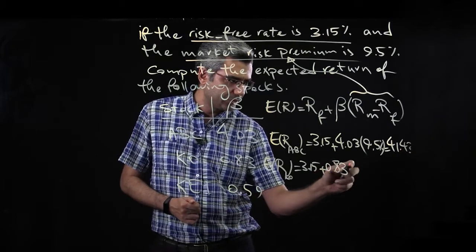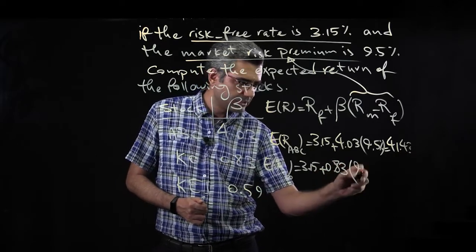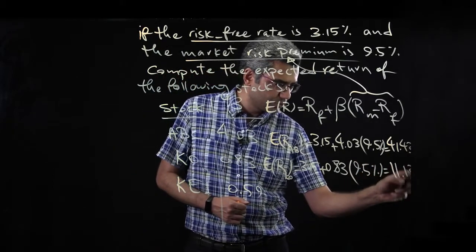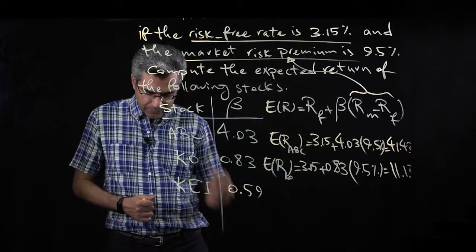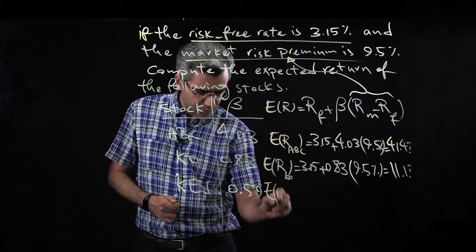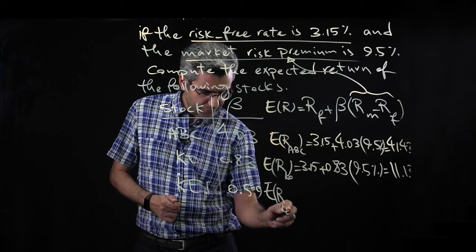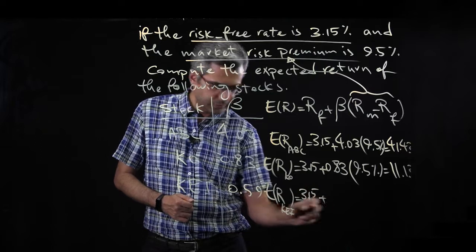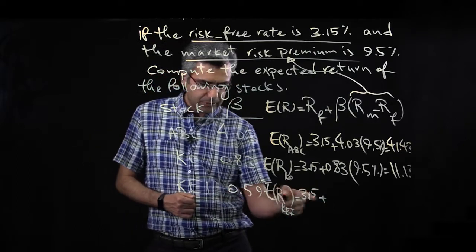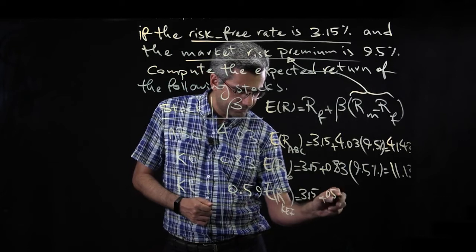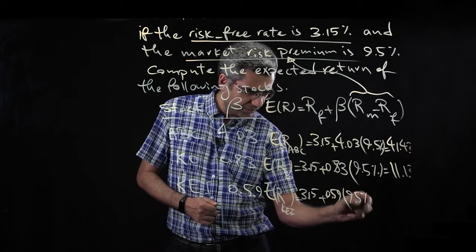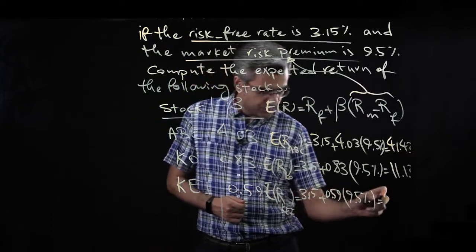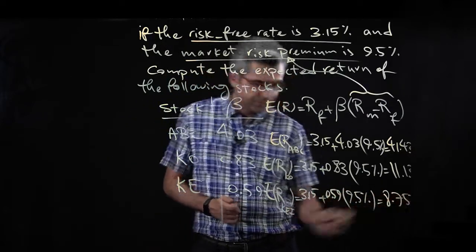And the expected return for the second stock, KO, is again risk-free rate 3.15 plus 0.83, the beta of the stock, multiplied by 9.5%, and if you do the calculation it is 11.13%. Then the last one, the expected return of KEI stock, is risk-free rate again 3.15 plus 0.59 multiplied by 9.5%, and it's 8.75%.